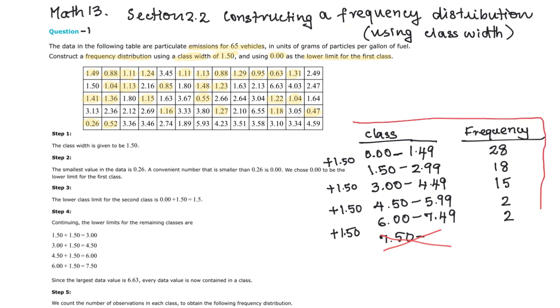This table represents the frequency distribution of the data with class width 1.50 and the lower class limit for the first class 0.00.